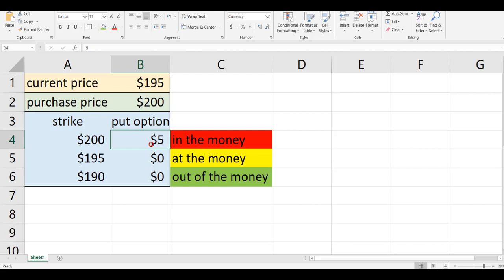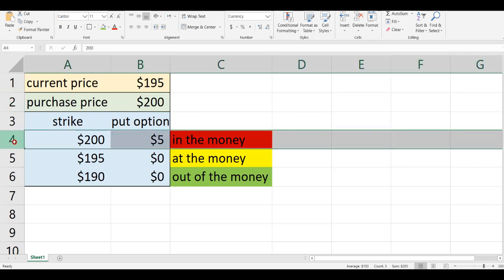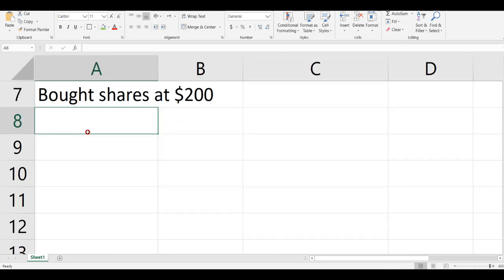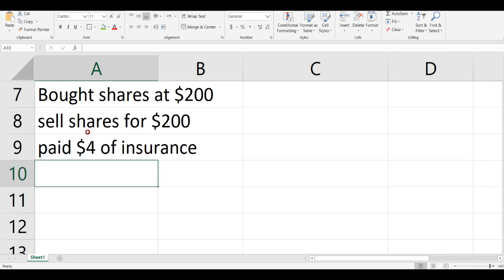If the person that owns the shares, bought the shares at 200 and bought this put option for protection so that they don't sell their shares lower than $200, they have two choices. They can either exercise their put option to sell the shares at 200, so they would get back $200, but they paid $4 of insurance to guarantee themselves being able to sell the shares at 200 if it's trading at 195 right now. So instead of owning shares that are $5 less in value, they paid $4 in protection and they were able to sell their shares for 200.